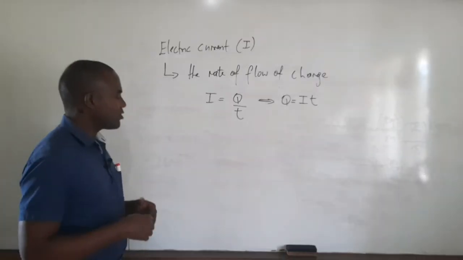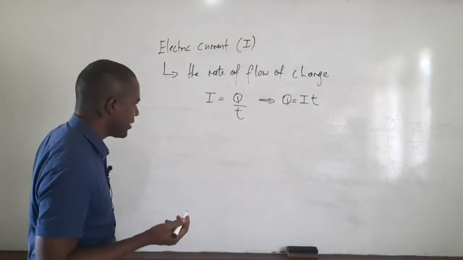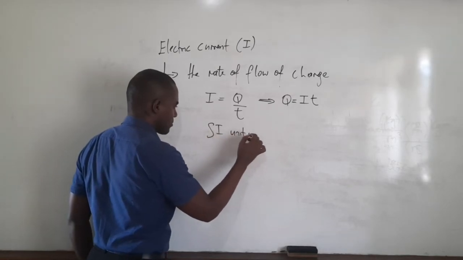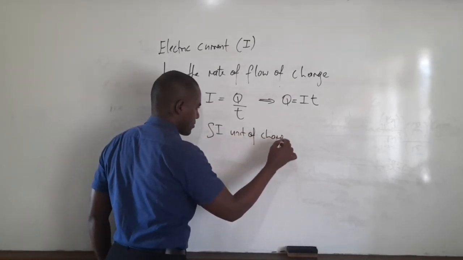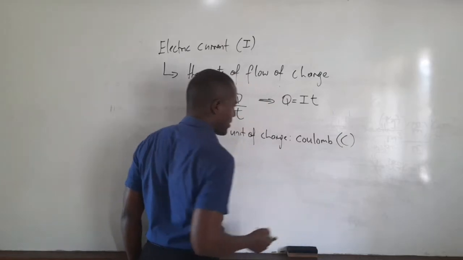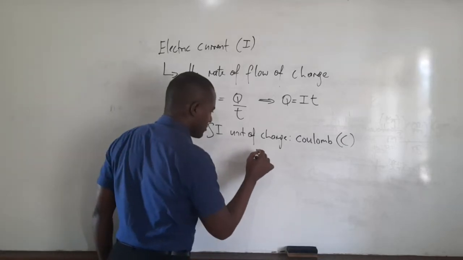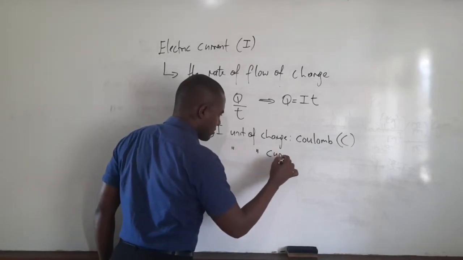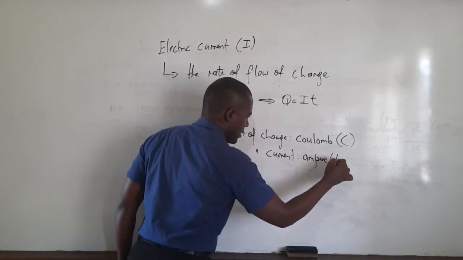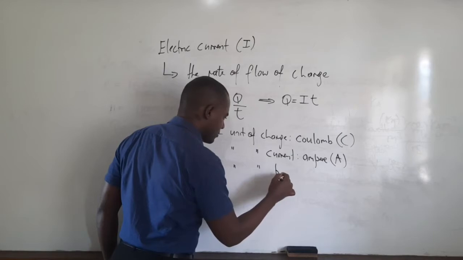Of course, if we talk about the SI unit, the SI unit of charge is the coulomb, right? So the SI unit of charge is the coulomb, spelled C-O-U-L-O-M-B, symbol is an uppercase C, and of course the SI unit of electric current, as for current, is the ampere, symbol A. And of course, as we know, the SI unit of time is the second.